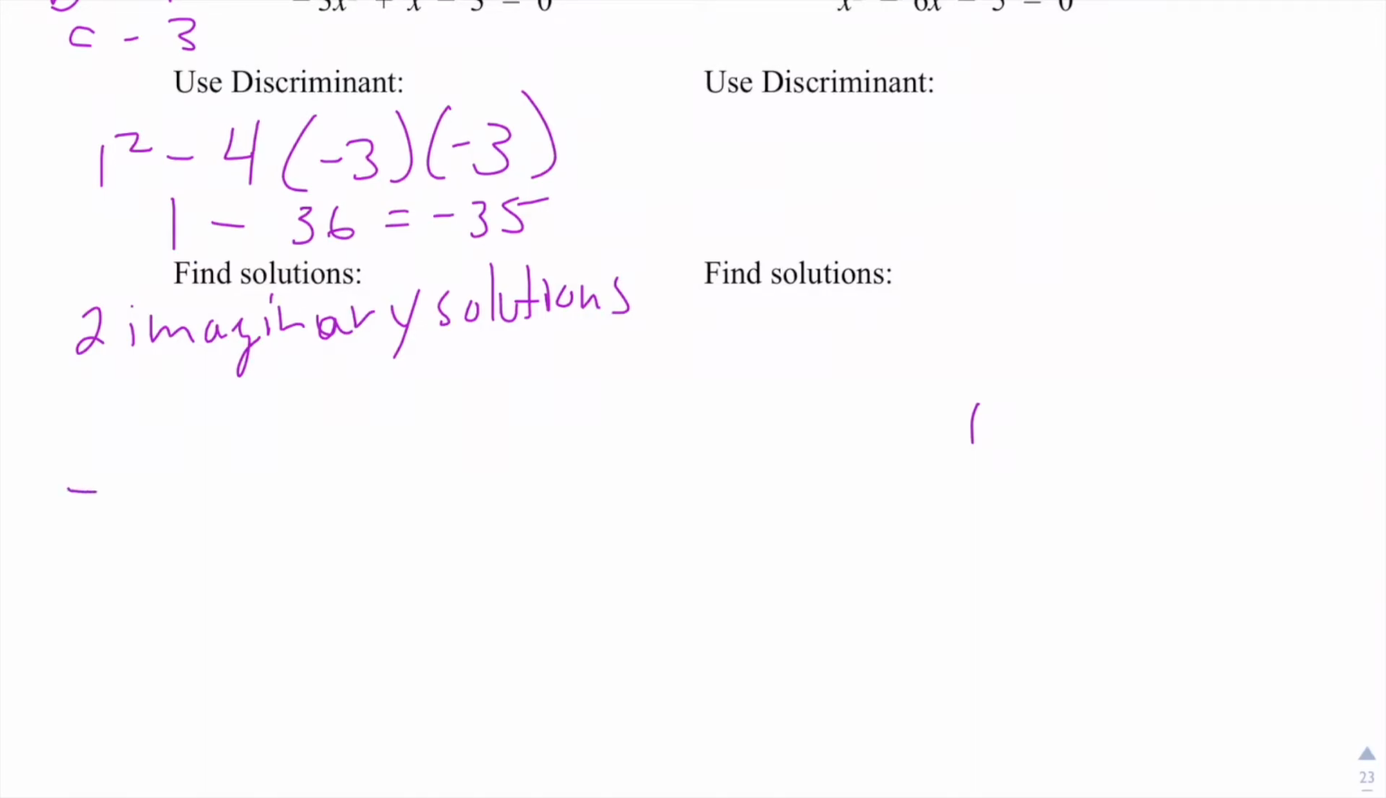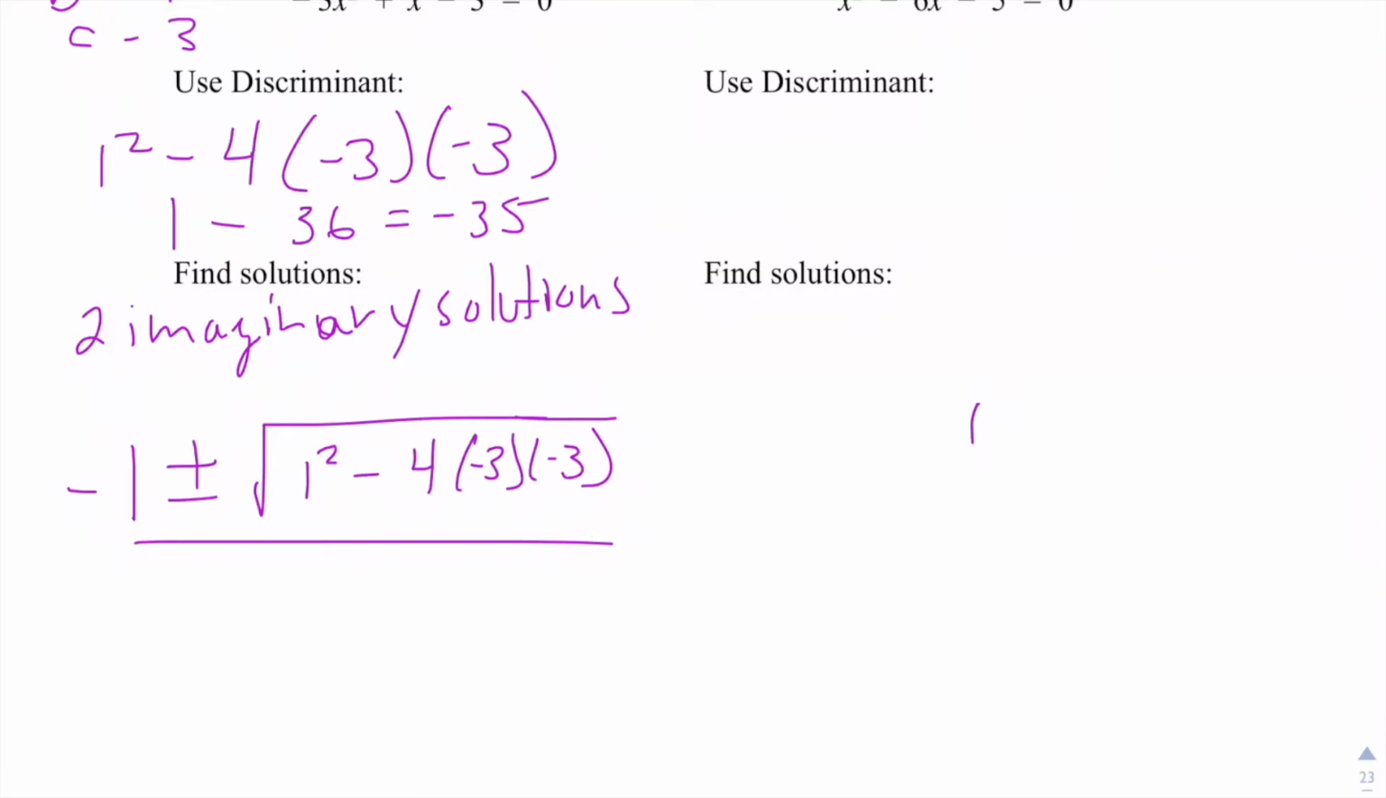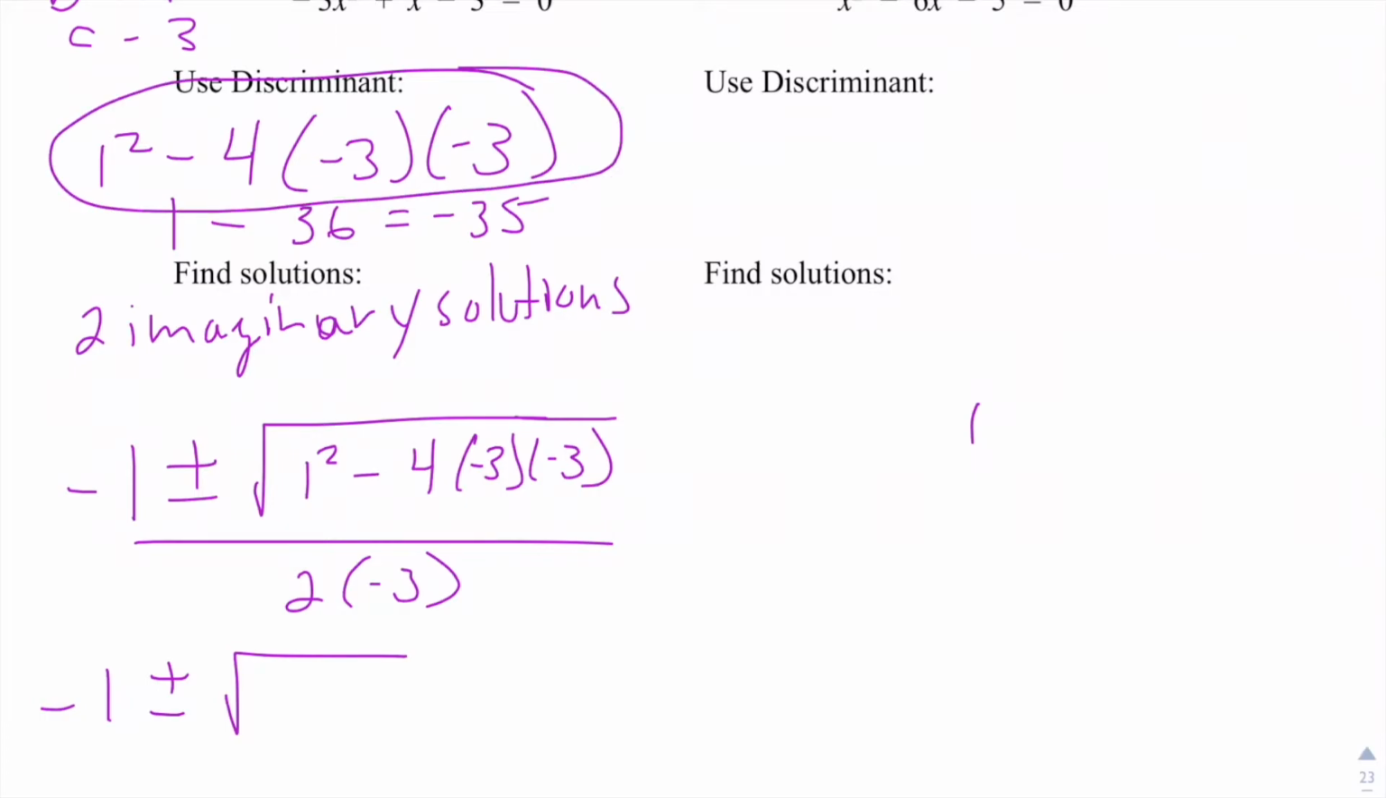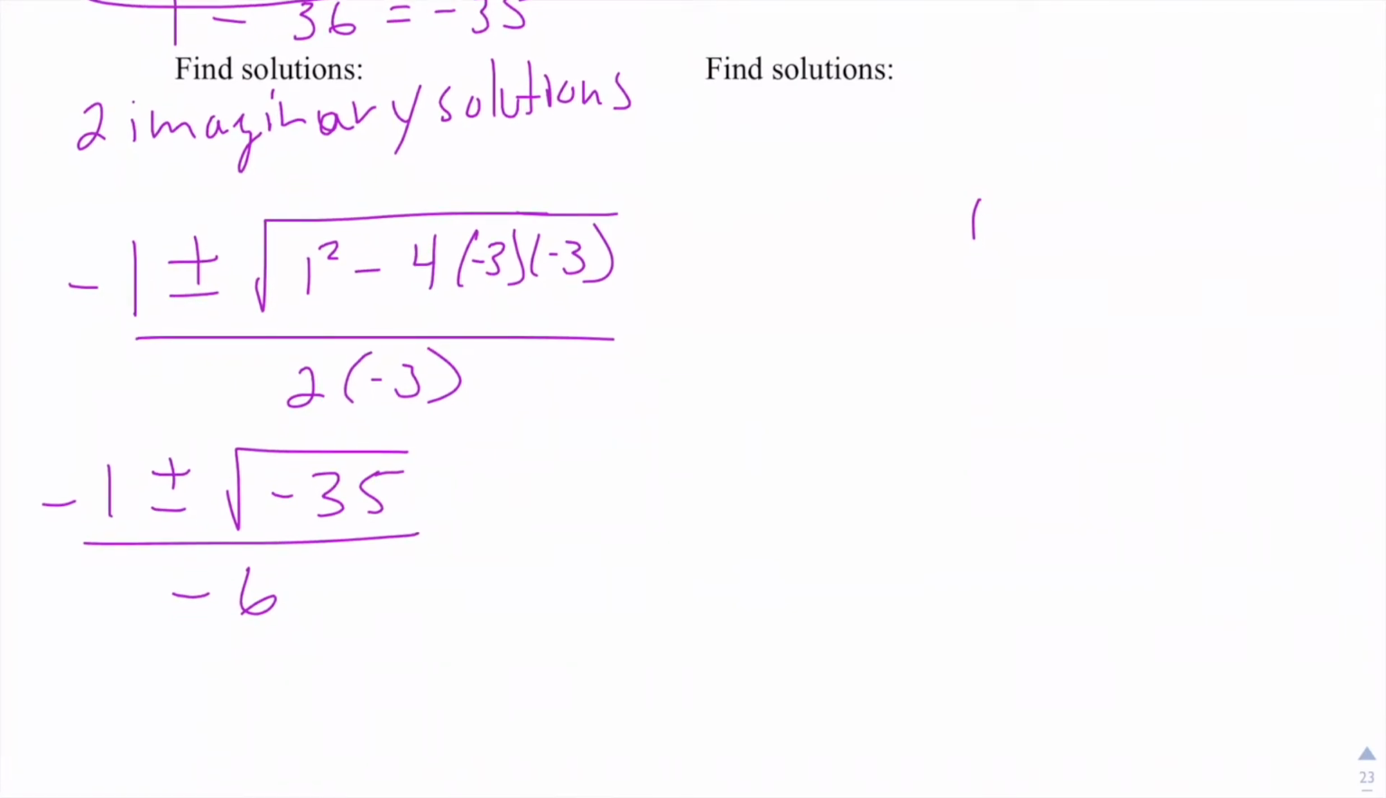So let's go the opposite of b, which is 1, plus or minus the square root of 1 squared minus 4 times negative 3 times negative 3. There's our discriminant, all over 2a, and our a is negative 3. So we know that this is negative 1 plus or minus the square root. We figured the discriminant out already up here, so we already know what's under that radical, which is negative 35, all over negative 6. So there are two imaginary solutions.